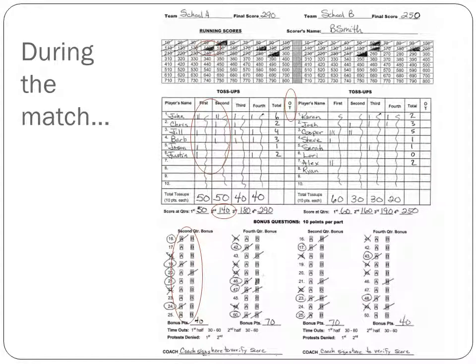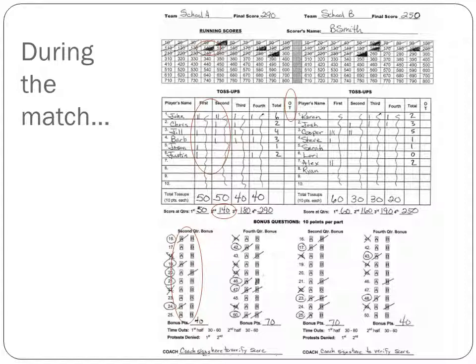At the end of each period, you will need to do a score check. Before you announce the score, double check that your running score matches the total number of tallies and bonus marks on the page for each team. For example, at the end of the second period, School A had a total of 10 tallies, or 100 points, from toss-ups, and 40 points from bonus, for a total of 140 points.